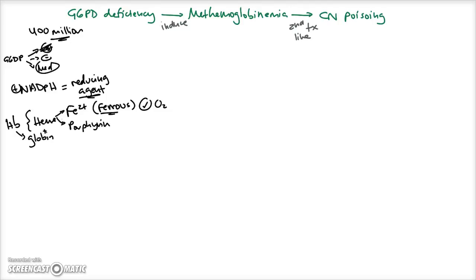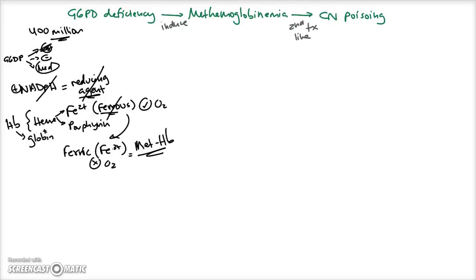Now, say for example, we are deficient in this enzyme. We can't produce NADPH. We don't have a reducing agent around, and we can't keep iron reduced. Well, we end up with iron in the opposite ferric form, which is oxidized, which is not reduced. Iron 3+, which cannot bind oxygen. And heme that has the ferric form of iron attached to it is known as methemoglobin. Methemoglobin.